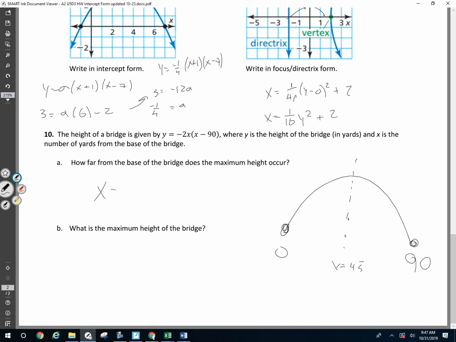So, what is the maximum height? It's my y when x is 45. So it's negative 45 times 45 times 2, whatever that is. Do it in your calculator. All right, let's look at the quiz.